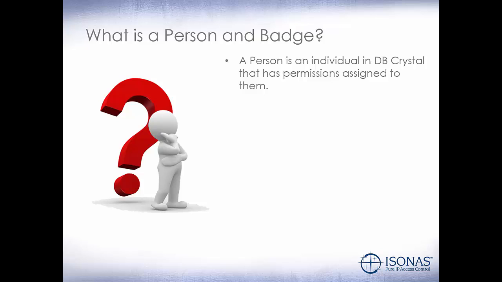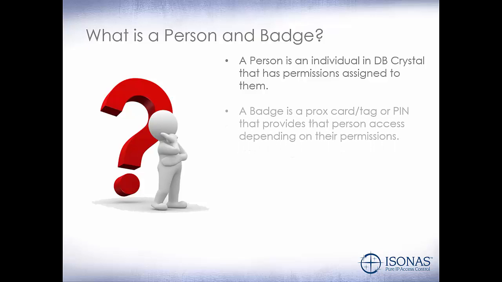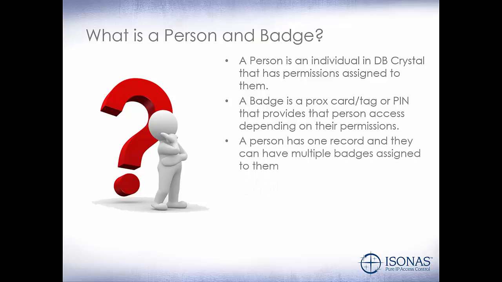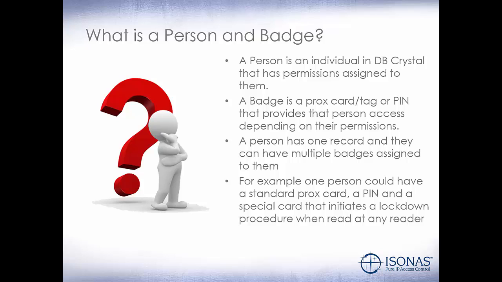What is a person or a badge? A person is an individual in DB Crystal that has permissions assigned to them. A badge is a prox card, tag, or pin that provides that person access depending on their permissions. A person has 1 record and they can have multiple badges assigned to them. For example, 1 person could have a standard prox card, a pin, and a special card that initiates a lockdown procedure when read at any reader.